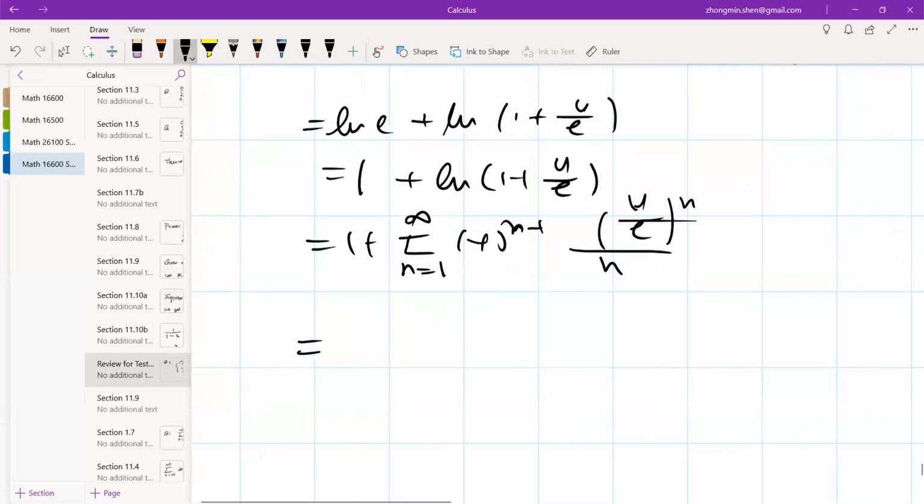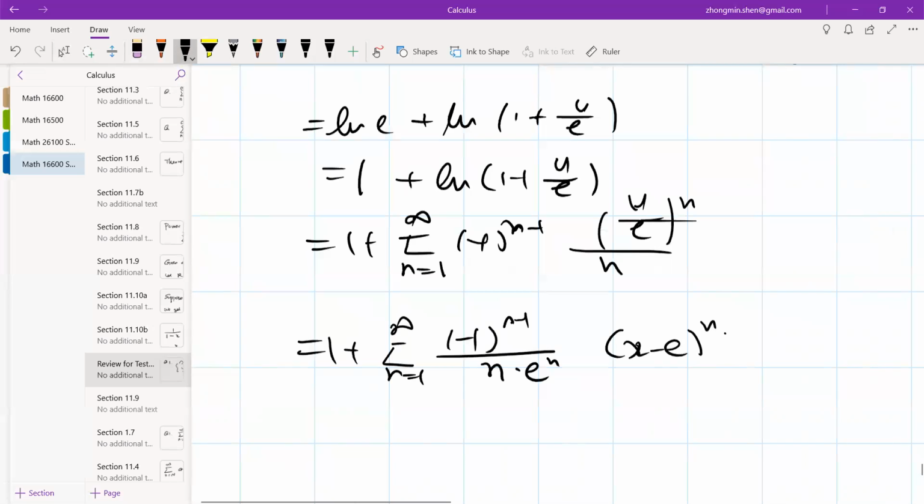So that's it. Then you write it again, and you have n times e to the power n, u to the n. So u to the n is nothing but x minus e to the power n. Okay, so that's what I got.